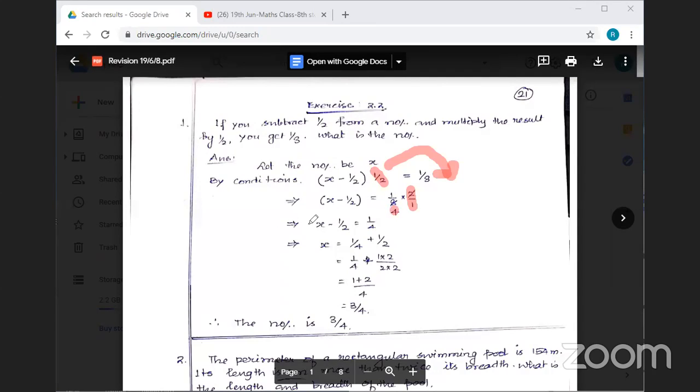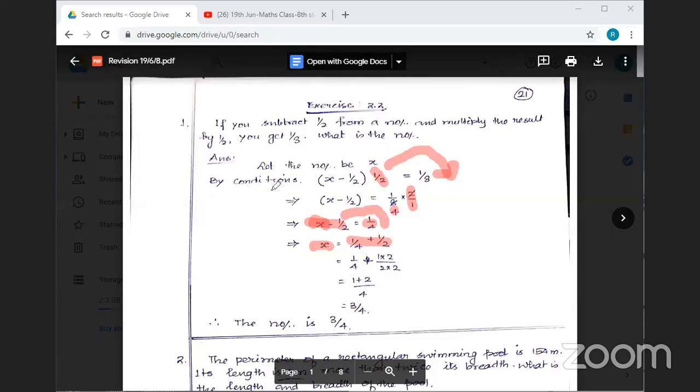Okay. Now, x minus 1 by 2 is equal to 1 by 4. I want only x here. I want to take this 1 by 2 to the other side. What will happen? Minus 1 by 2 if it goes that side becomes plus 1 by 2. Any doubt here? No, sir. Now, all the denominators are equal. What you have to do?